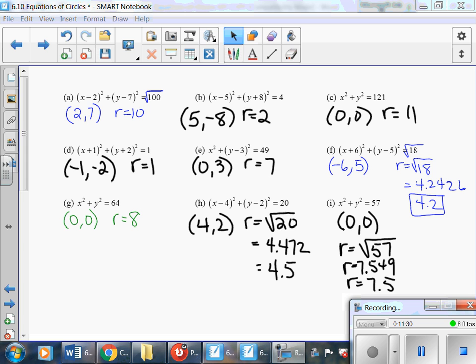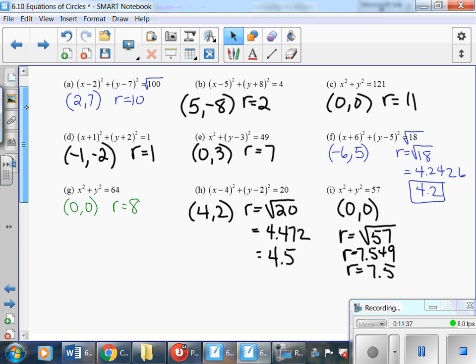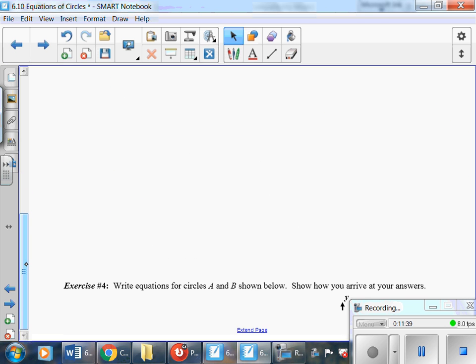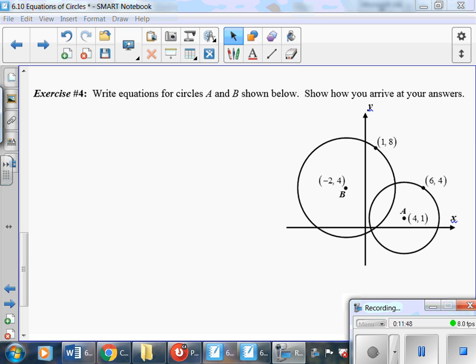All right, so let's move on to exercise 4. Okay, where is exercise 4? Oh, there it is, all the way at the bottom, but half of it's not here. I don't know why it didn't show up. Okay, sorry about that, little technical difficulty.